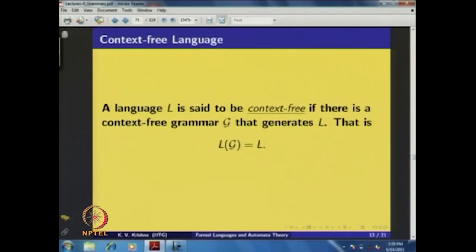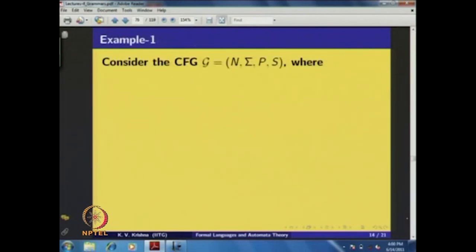Now, the notion of context free language is as follows. A language L is said to be context free if there is a context free grammar G that generates L, that is, L of G is equal to L, the language generated by G should be equal to L. Now, let us look at certain examples to understand the notion defined here.